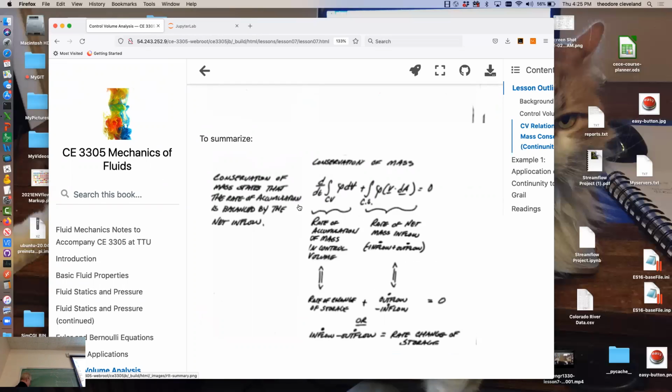We have d by dt of the integral over the control volume of rho dV, plus the integral over the control surface of rho V dot dA, equals 0. So now we have to convert that integral with stuff into something we can deal with. At that point, as far as partial credit is concerned, we've got 25% of the problem done. Maybe 30 if I'm feeling better.